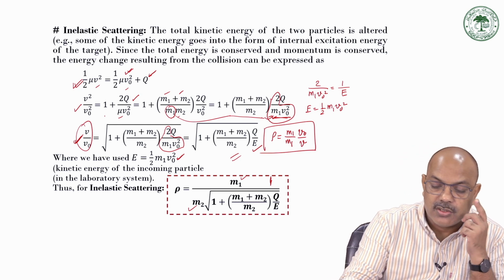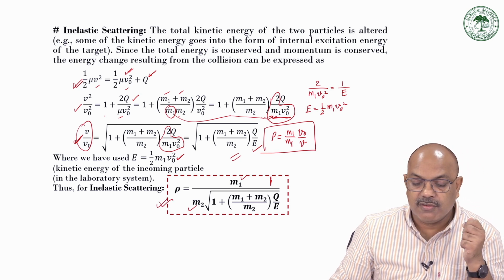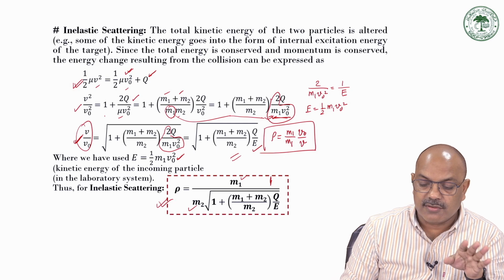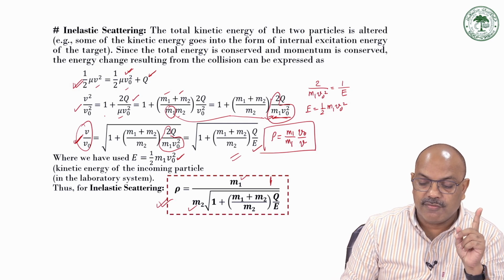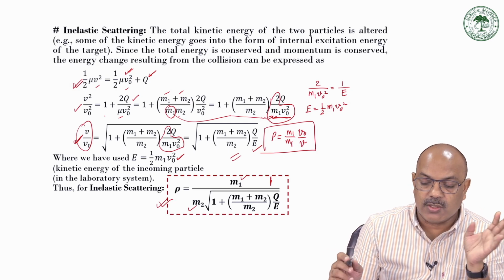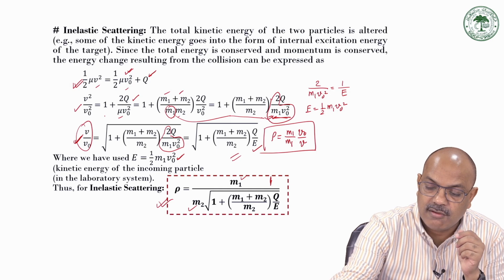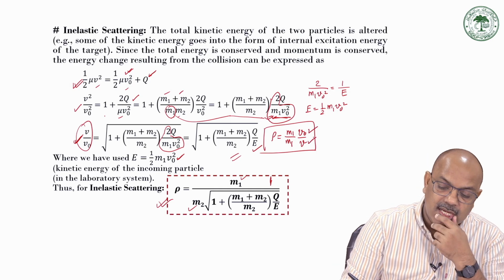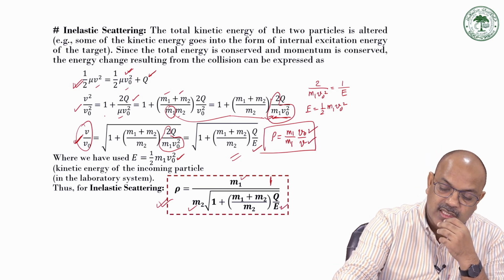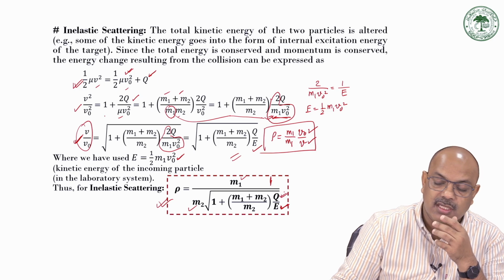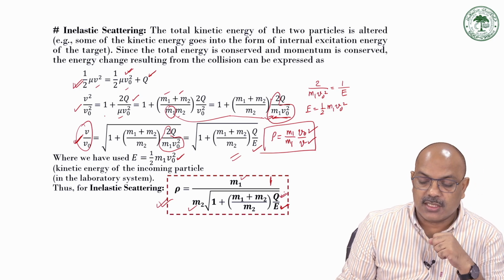Okay, so this is also a very important relation which we are going to use after some time. The rho in terms of the energy: now we get rid of the velocity. Earlier it was in terms of the velocity, and now it is in terms of the energy. This is the loss in the energy, and this is the energy of the particle.